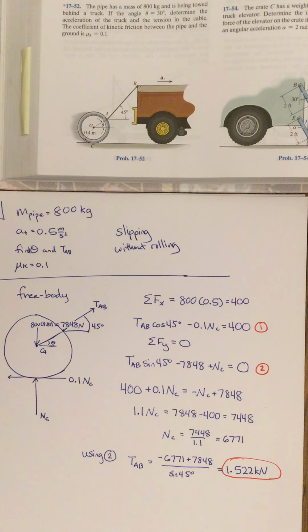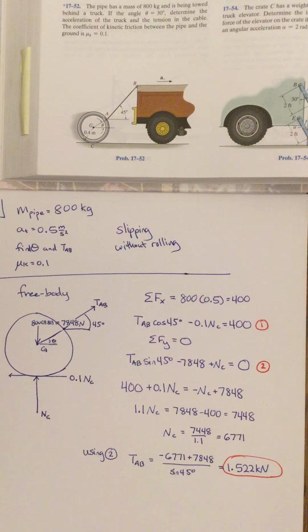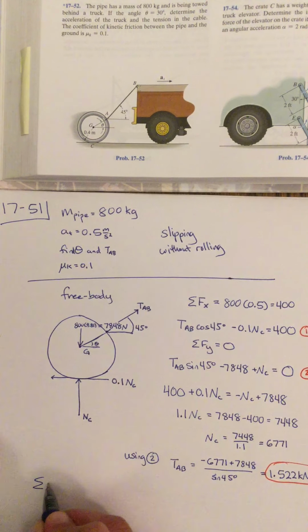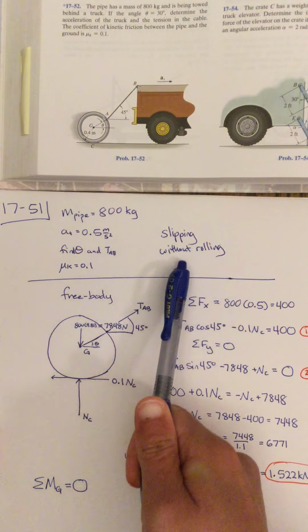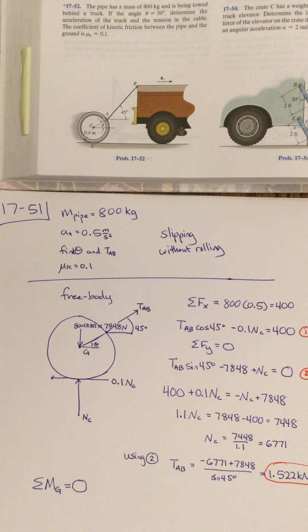Now, if I look at the sum of the moments, I should be able to find the angle theta. Now the question is, do I want to sum up the moments about point G, or do I want to sum up the moments about another point? Well, now I know all of the forces that were unknown, so I know tension and I know the normal force and can find the force of friction. So let's just sum up the moments about point G, and if I do that, the sum of the moments about point G is equal to 0 because the pipe is not rolling, so it's just sliding this way and there's no angular acceleration.